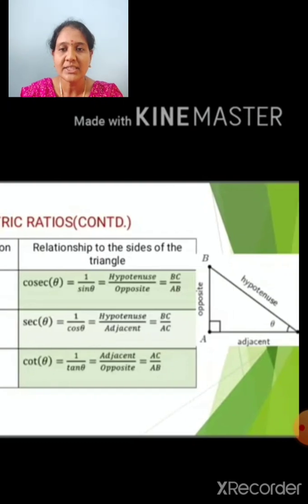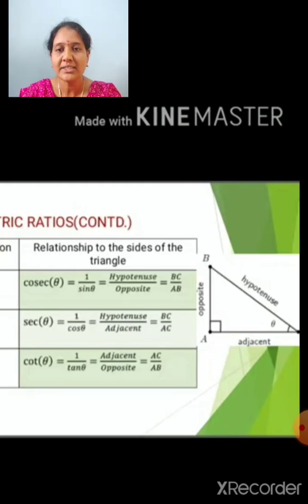Our final cosec theta is BC by AB, or 1 by sin theta, or hypotenuse by opposite side. Next, coming to the reciprocal of cos, which is sec theta. The formula for sec theta is 1 by cos theta. This is also interchanging the numerators and denominators of cos. The answer is hypotenuse by adjacent side.